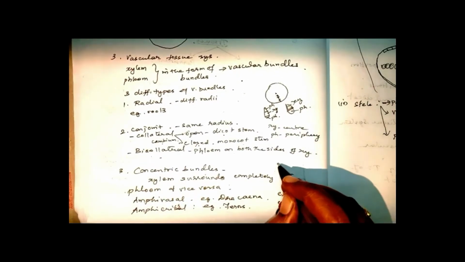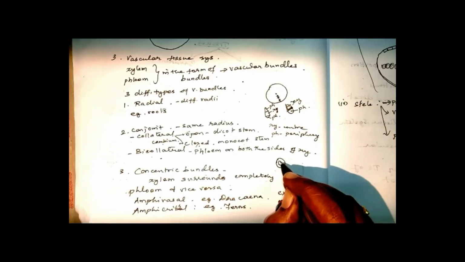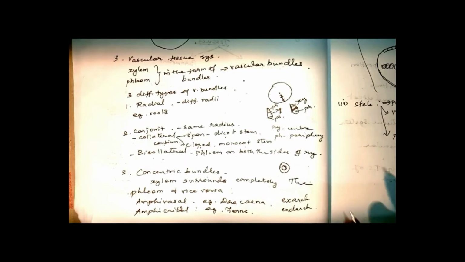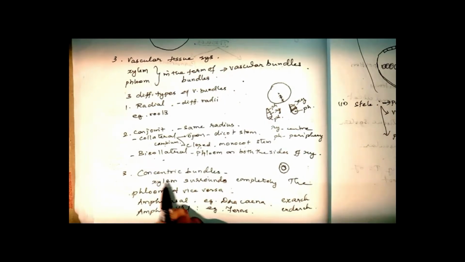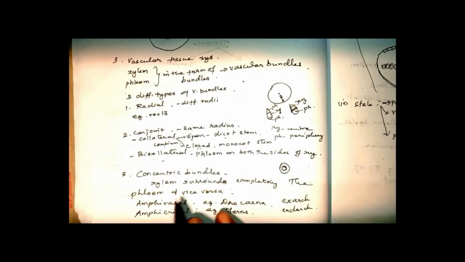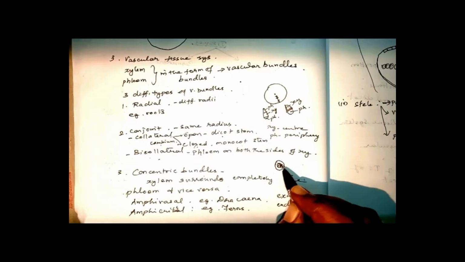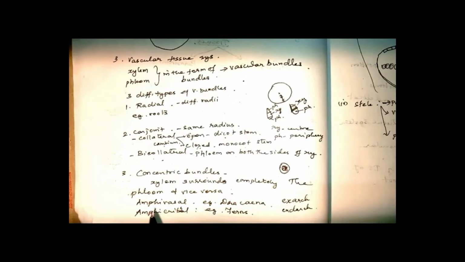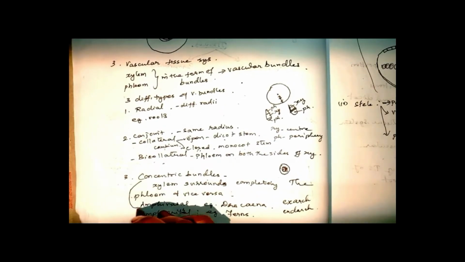We know what concentric circles are. A circle inside another circle, we call a concentric circle. So this type of distribution of the vascular tissue, we call concentric bundles. Here, when the xylem is in the center and it is surrounded completely by the phloem outside, we call it concentric bundles. And this is again classified into 2 types.